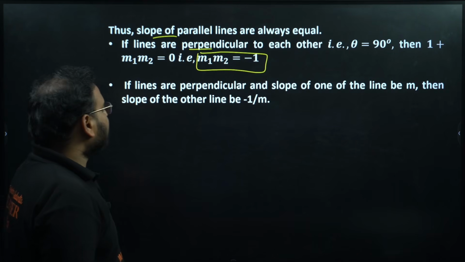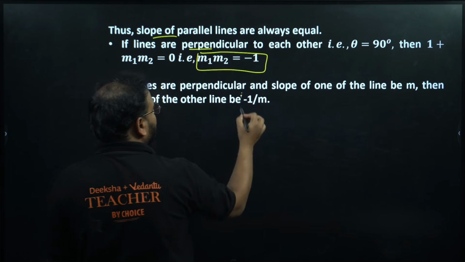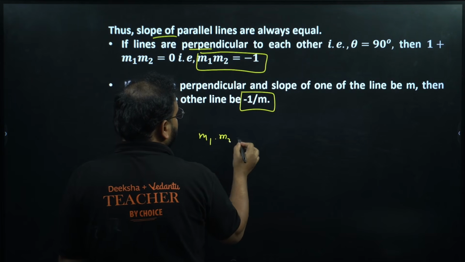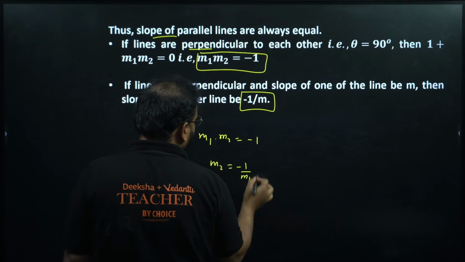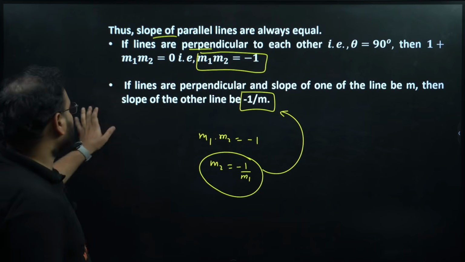If the lines are perpendicular and the slope of one of the lines is m, then of course the other will be minus 1 by m. How come we can say that? m1 into m2 is minus 1, right? So m2 is given by minus 1 by m1. Same thing is written over here. Nothing different. Very simple concepts.